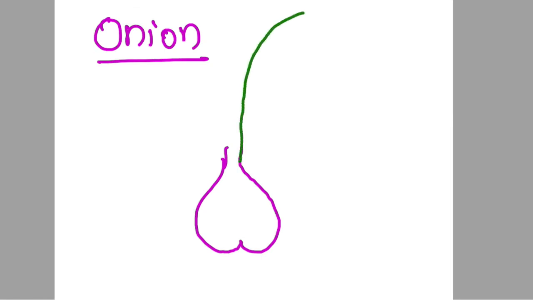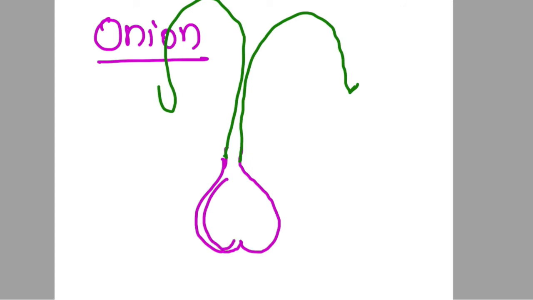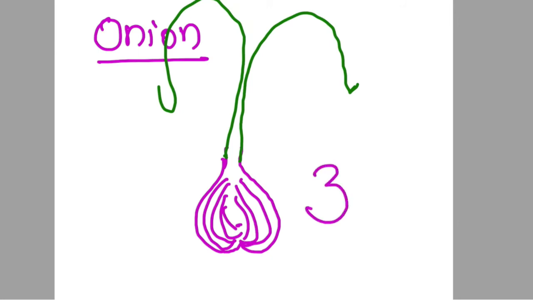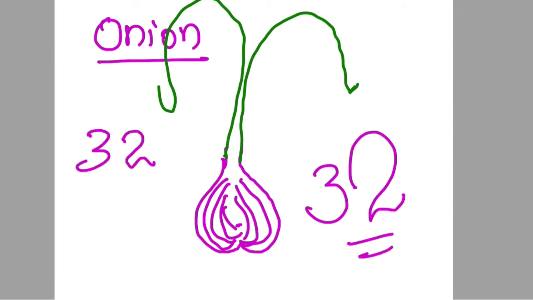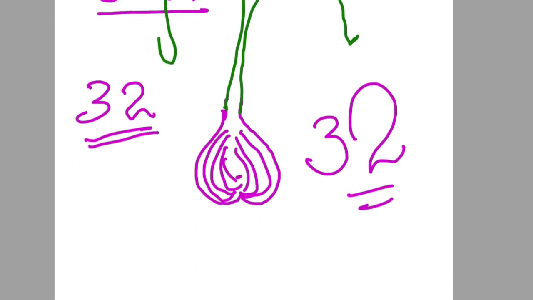Then for the onion, we can draw one onion and its leaf. So I drew the onion bulb just like 3. See, from the onion bulb, when you cut, you can find out the letter 3. Then here are the leaves. So the chromosome number in onion, how much? Yes, 32. So we studied corn 20, rice 24, rat 42, potato 48, onion 32.